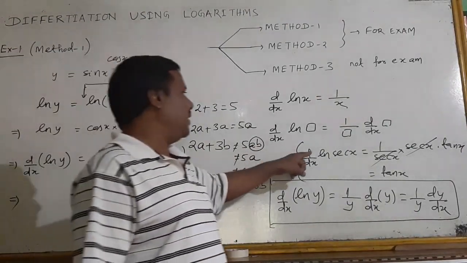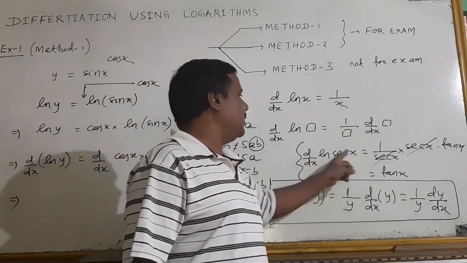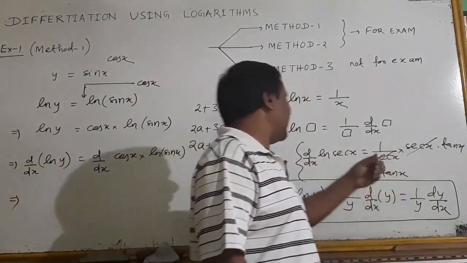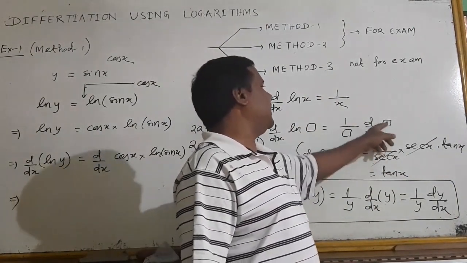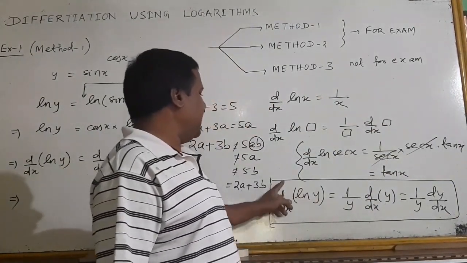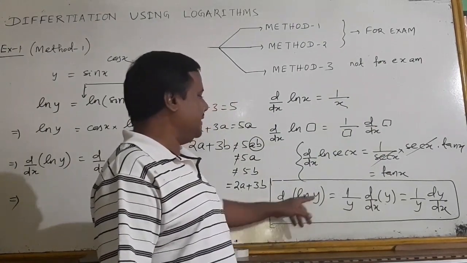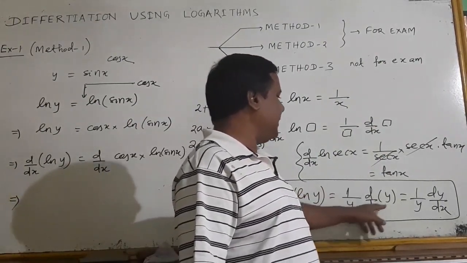Similarly, here d by dx of ln x, we are getting one answer, tan x. Here for ln box, it is 1 by box into d by dx of that box. Here d by dx of ln y is 1 by y into dy by dx.